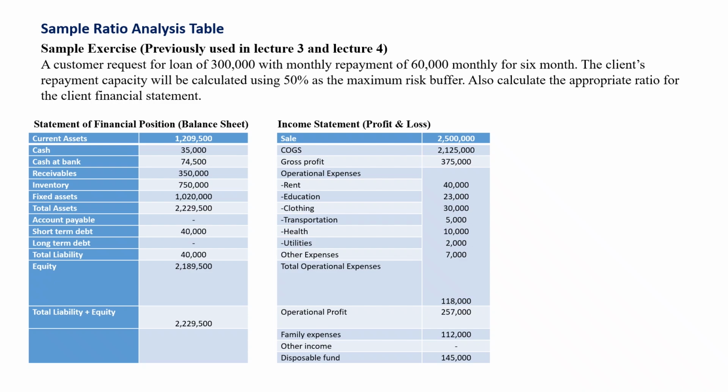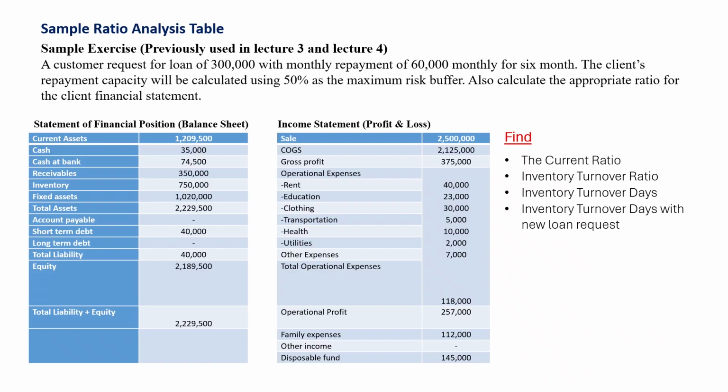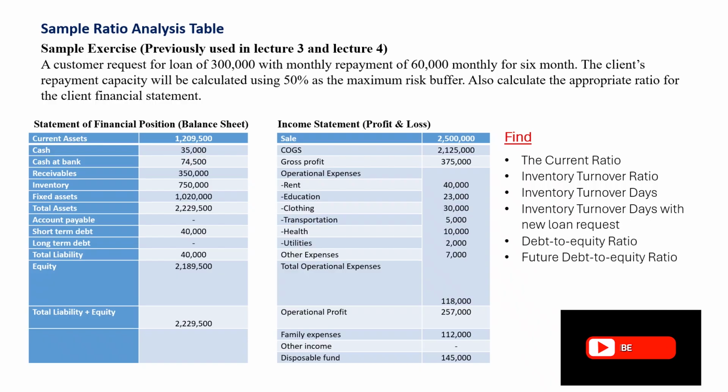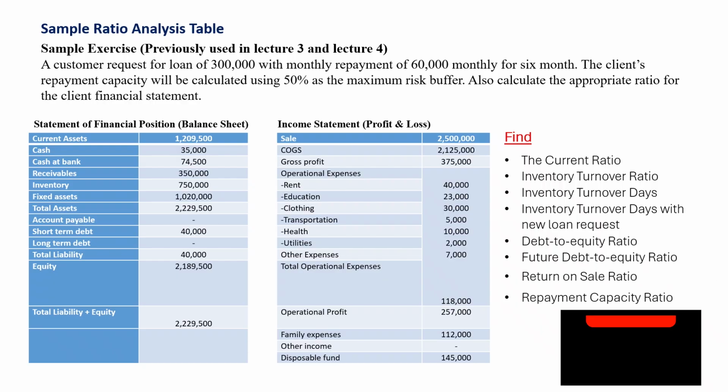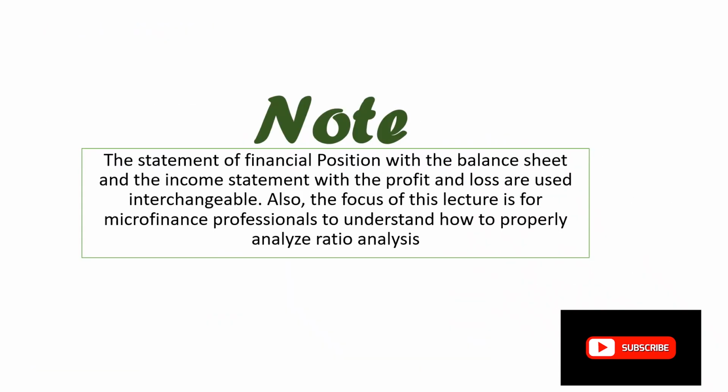The information on the balance sheet and the profit and loss has been used to populate the books of account. Using both of the customer's books of account, let's find the ratios of the current ratio, inventory turnover ratio, inventory turnover days with new loan request, debt to equity ratio, future debt to equity ratio, return on sale ratio, and repayment capacity ratio, before taking on this exercise.